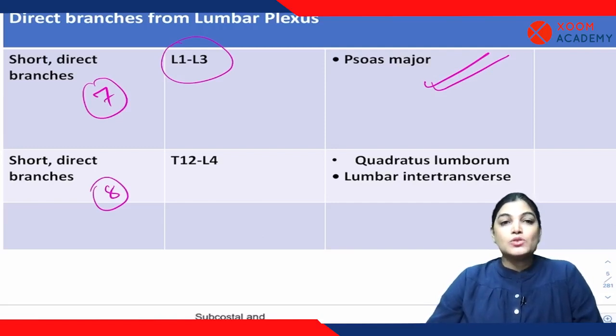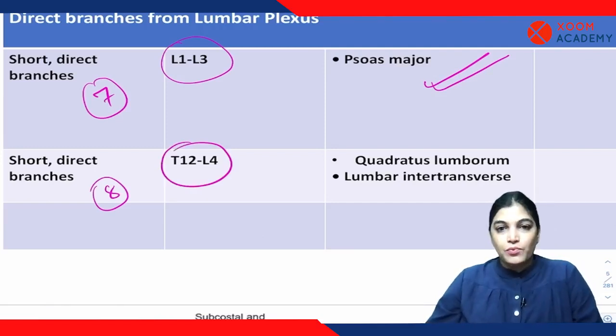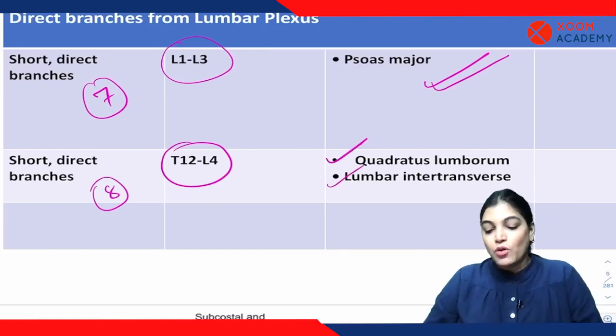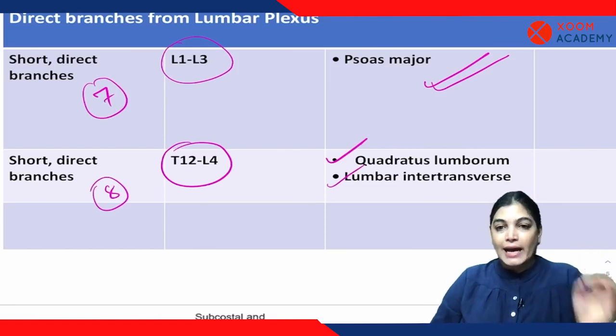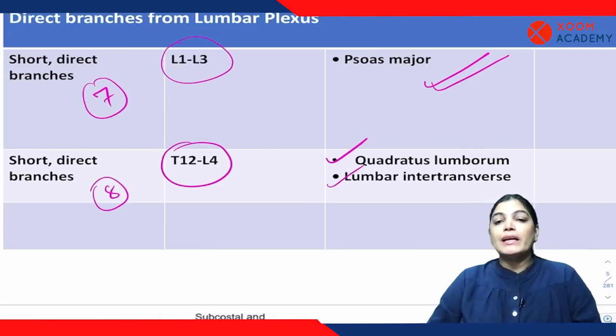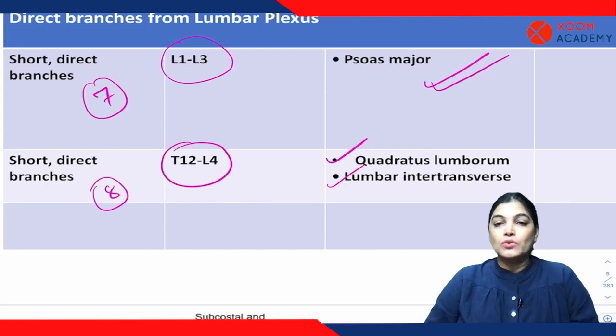If I talk about the short direct branches of the lumbar plexus having the root value T12 to L4, these branches from the ventral rami of T12 to L4 will give innervation to the quadratus lumborum muscle and lumbar intertransversarii muscles. So the short direct branches with root value L1, L2 and L3 innervate psoas major, and quadratus lumborum and lumbar intertransversarii get direct innervation from branches with root value T12, L1, L2, L3 and L4.